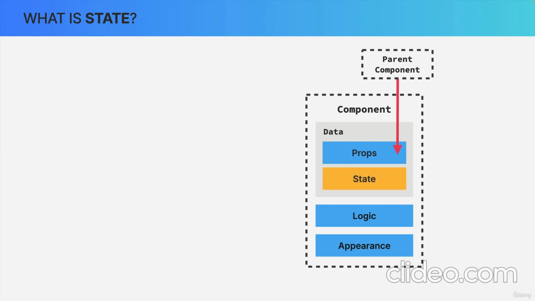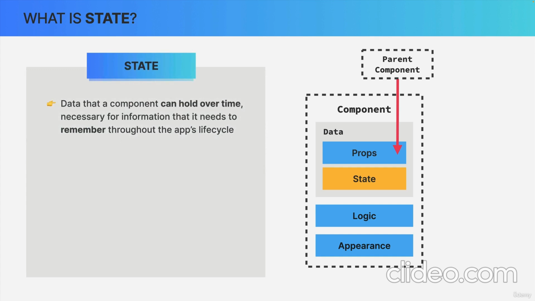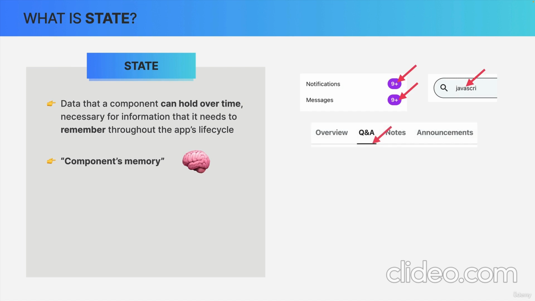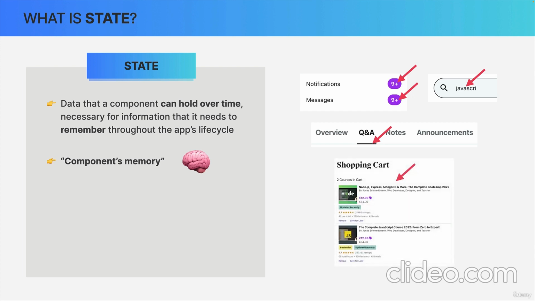So state is basically data that a component can hold over time, and we use it for information that the component needs to remember throughout its life cycle. Therefore, we can think of state as being the memory of a component. So that can be quite a helpful analogy, I think. Now, examples of state can be simple things like a notification count, the text content of an input field, or the active tab in a tabbed component. It can also be a bit more complex data, for example, the content of a shopping cart.